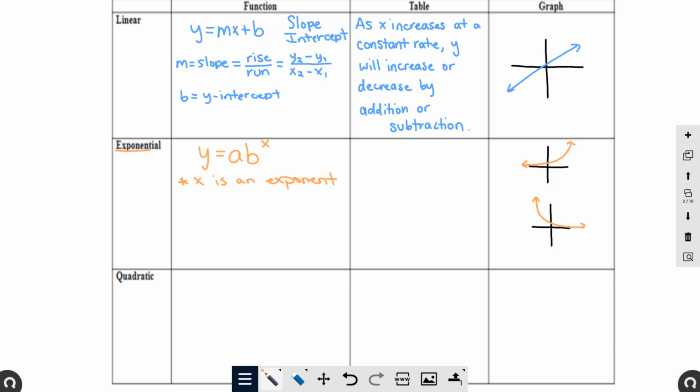Now, we're going to learn all about exponential equations when we hit Unit 3 in this class, but to give a little bit more detail in case that you look at this later, your A value is your starting value, and the B tells us if we have a growth or decay. So A is your starting value, B tells us growth or decay.